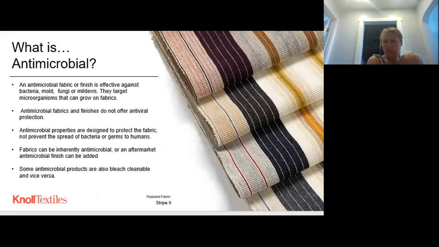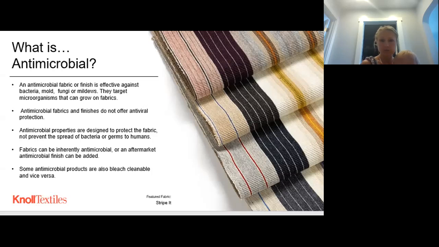KnollTextiles antimicrobials can kill or inhibit the growth of microorganisms, including bacteria, fungus, mold, or mildew. But the antimicrobial protects against odors, bacteria that will affect the fabric, as opposed to bacteria and viruses that would infect a human. This finish is designed to protect the fabric, not a person.